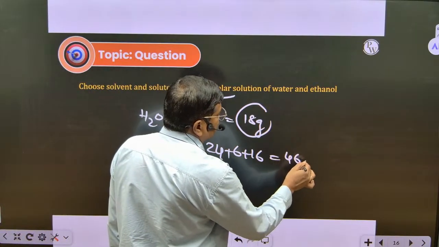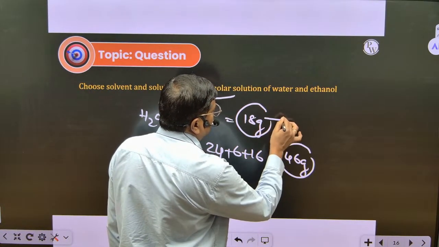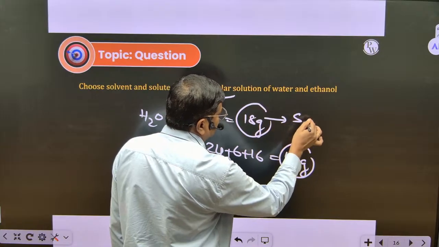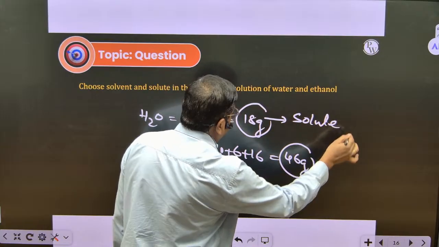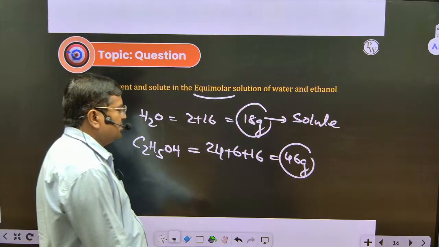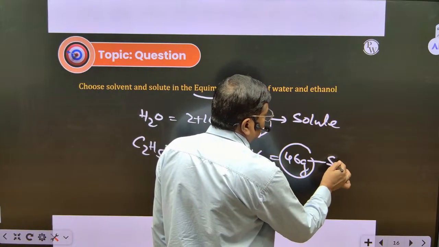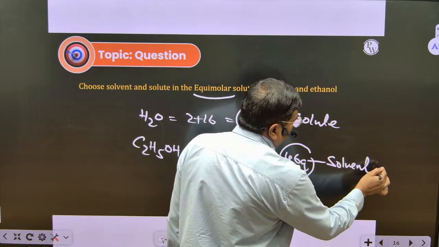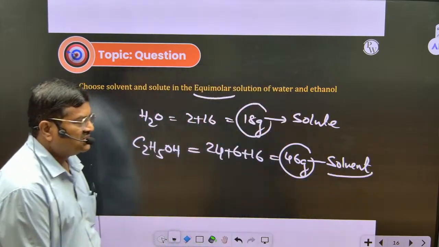Now in this, who is the lesser amount? This is the lesser amount. The component that is present in lesser amount will be solute. So here water behaves as solute, whereas ethyl alcohol acts as solvent. Simple.